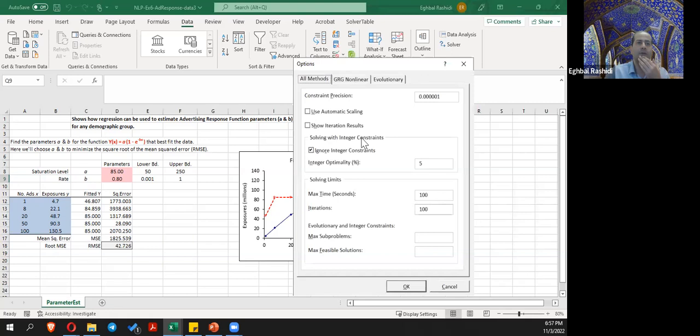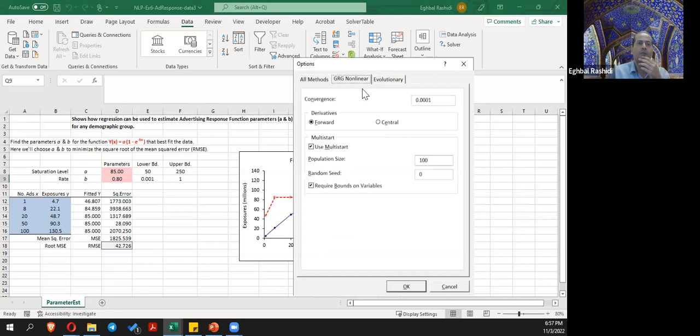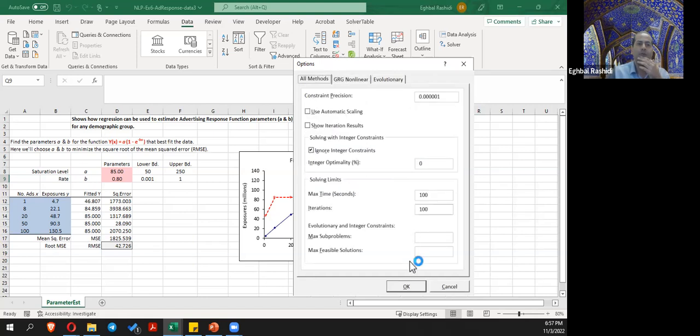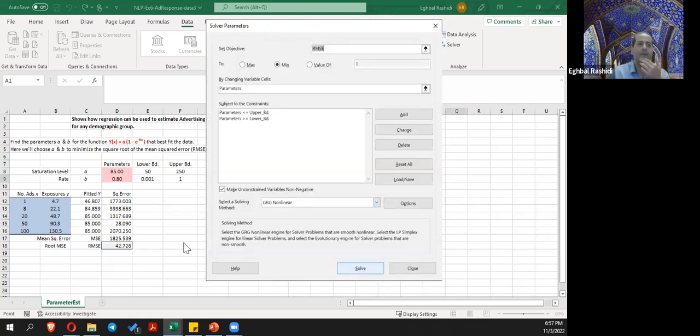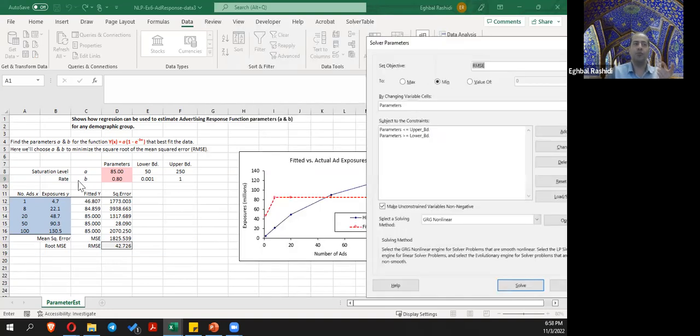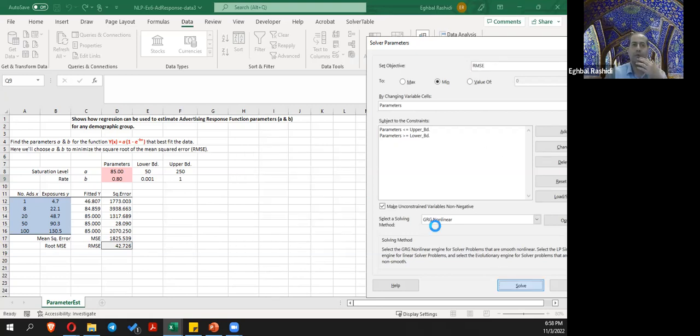I'm gonna go here and change optimality to zero. I'm not gonna use multiple start. Let's see how much time it's gonna take to solve this problem. So just pay attention to A and B here, the objective function, which is the average error, and also the red graph, the red plot. Hopefully this will work.